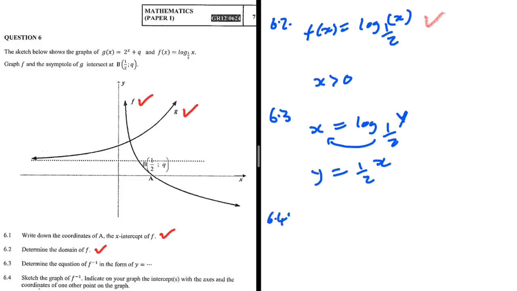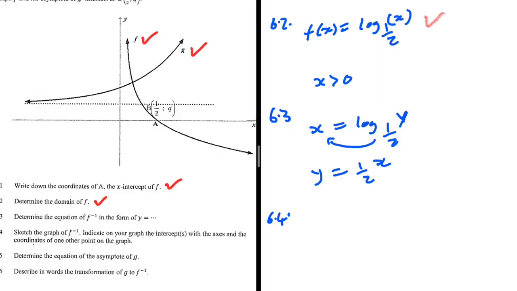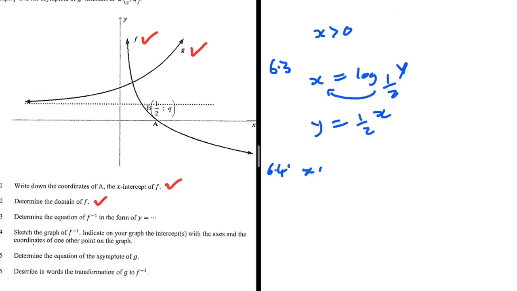6.4, let's go ahead and do that. Sketch the graph of f inverse. Indicate on your graph the intercepts with the axes and the coordinates of one other point on the graph. Okay, let's see. So we need the intercepts. Let's start with the x-intercept. We'll let y equal 0. So we're going to get 0 equals a half to the power x. We know that this is impossible. If you have a half to the power of any number, it can never be 0. It can get very close to 0, but it actually never gets to be 0. So there's no x-intercept.